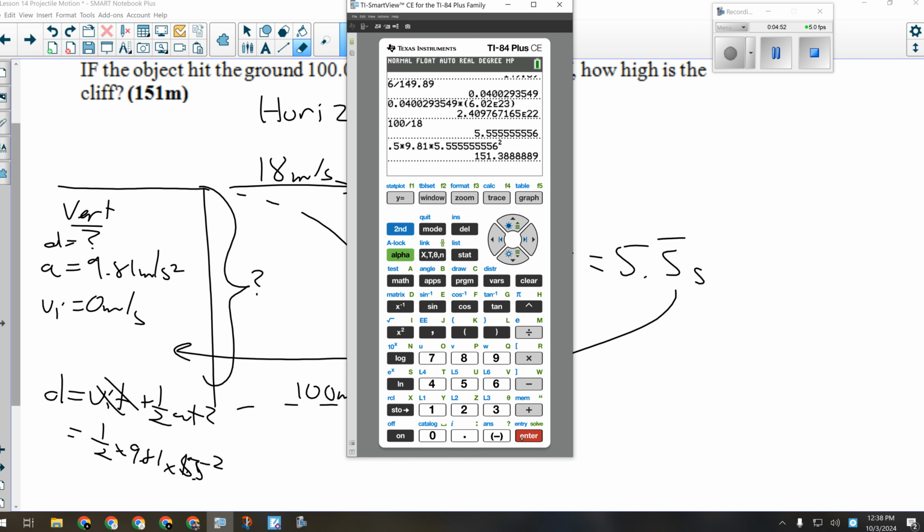Okay, so the cliff is 151 meters to 3 significant digits. All right, questions on number 3? How many people have done number 5? Okay, do we want to go over number 5, or do you want more time on 5? Okay, let's look at 5 then. Nobody wants more time on it?